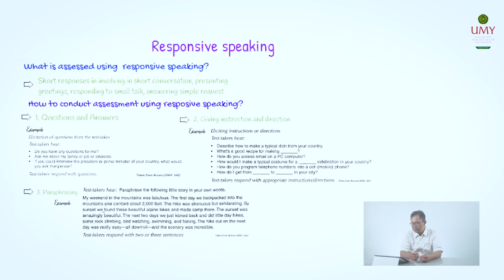The second type of responsive speaking assessment is using giving instruction or direction. When you give instruction or directions, then your responsiveness is tested. Usually the tester will ask, can you tell me the way to a certain place, something like that? Then the test taker will explain how to go to that place. This is conducted orally, so it is testing the speaking ability of your student.